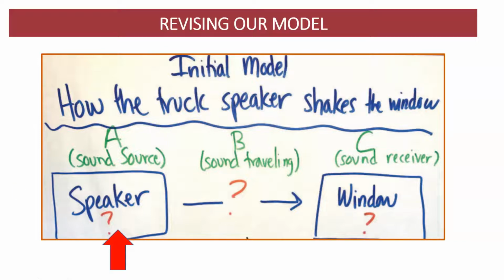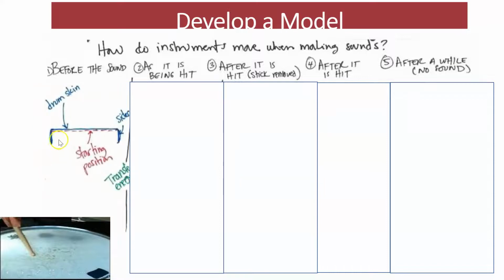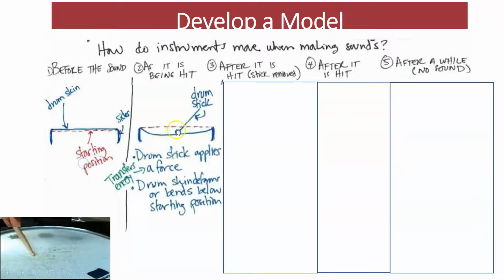Right here, we can better explain what's happening when a sound source is making sound, that first zoom in of our model. Let's do that in 5 panels. We'll use the drum as the example. First, before there is sound, the drum skin, you see right here, is laying flat at what we call the start position. Now, the drum stick applies a force, a push, on the skin, causing the skin to bend inward from the start. And in that moment, energy is transferred from the stick to the drum skin.